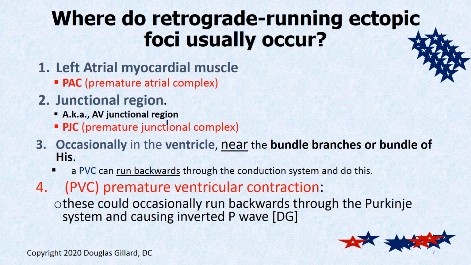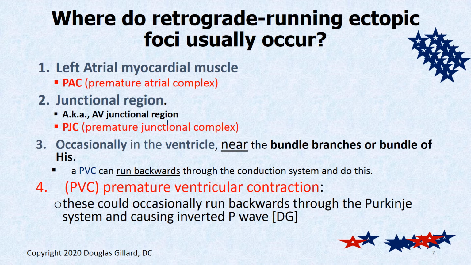Where do retrograde running ectopia usually occur? Bottom line, what could cause this inverted P wave? Well, if you get a premature atrial complex, or an ectopic foci that occurs in the left atria somewhere, that could do it, and it runs away from limb lead 1. As I said, an ectopic foci in the junctional region could certainly do it. That'll invert it.